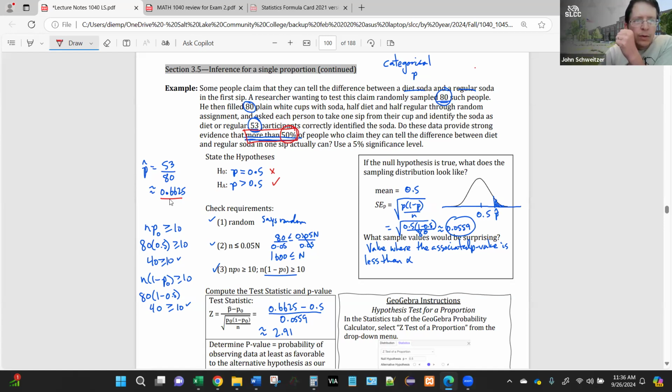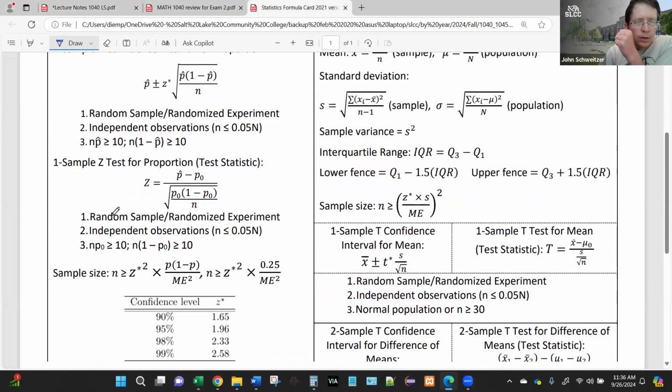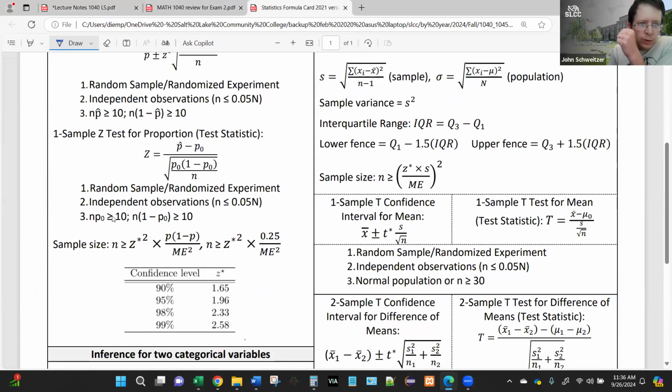The 3 requirements are here on the formula card. If you're doing a 1 sample, which is what we're doing, right? We have 1 sample of 80 people. It's a z-test. We're using the z-distribution because p hat is normally distributed. Okay, and it's for a proportion. We're trying to figure out, what proportion of people can tell the difference in one sip. Okay, so it's labeled here.